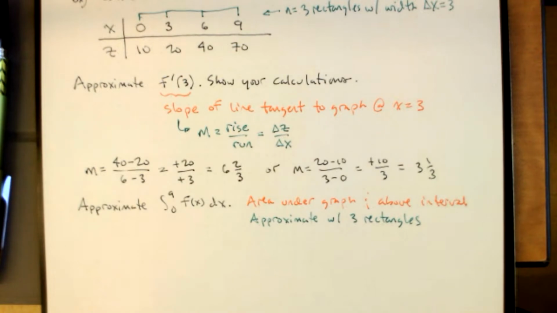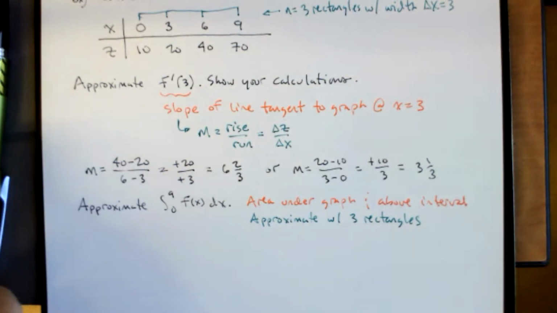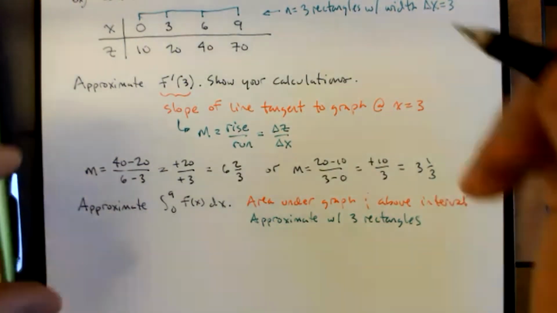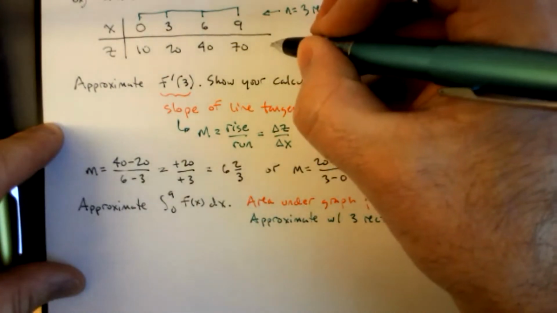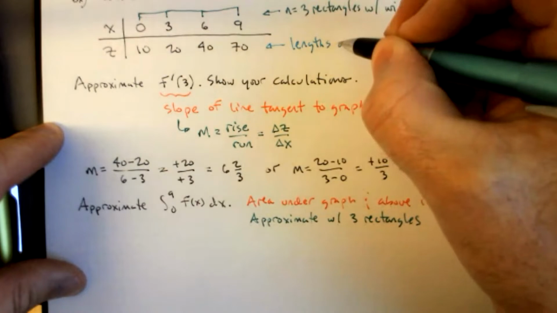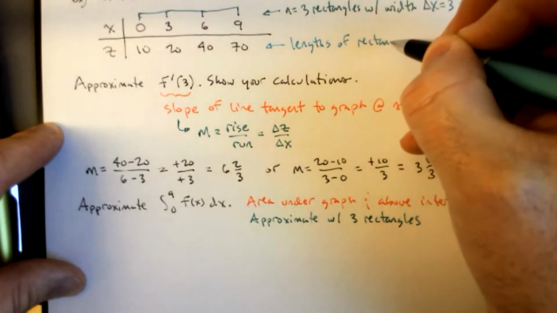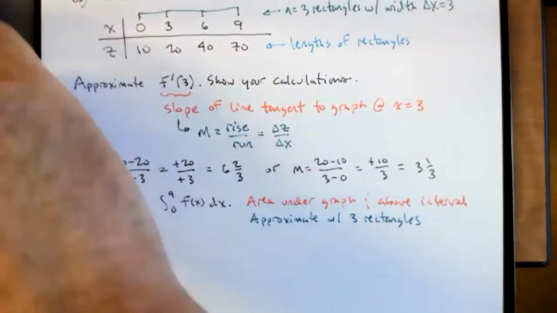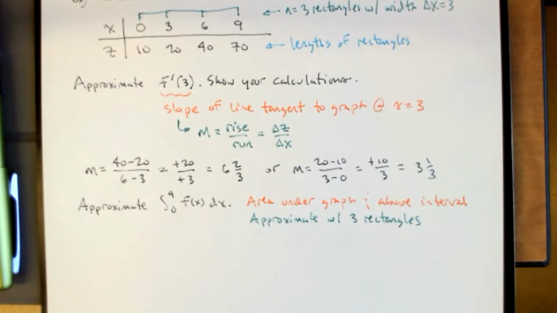There are 3 rectangles, and the width happens to be a delta x of 3. And we're going to use the values of f as the height of each of those rectangles. Those are our widths, and down here are going to be lengths. Down there is going to be our lengths of rectangles. So for that first rectangle where x goes from 0 to 3, there's our width of 3.